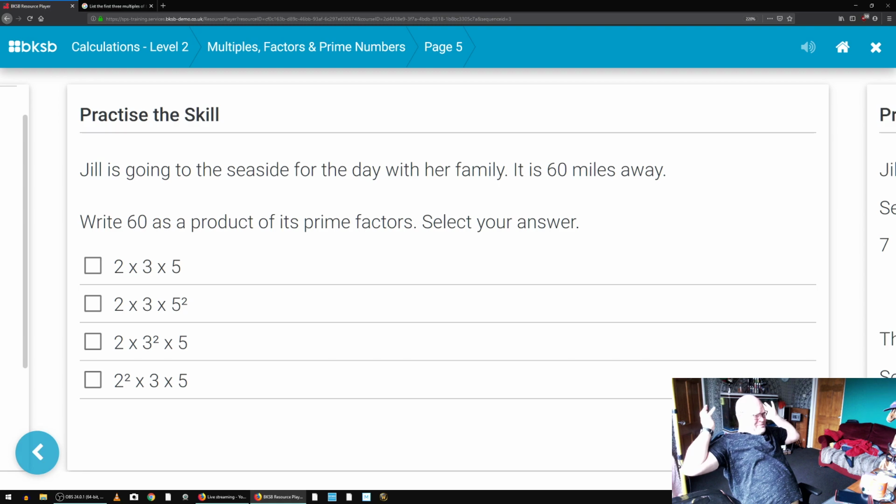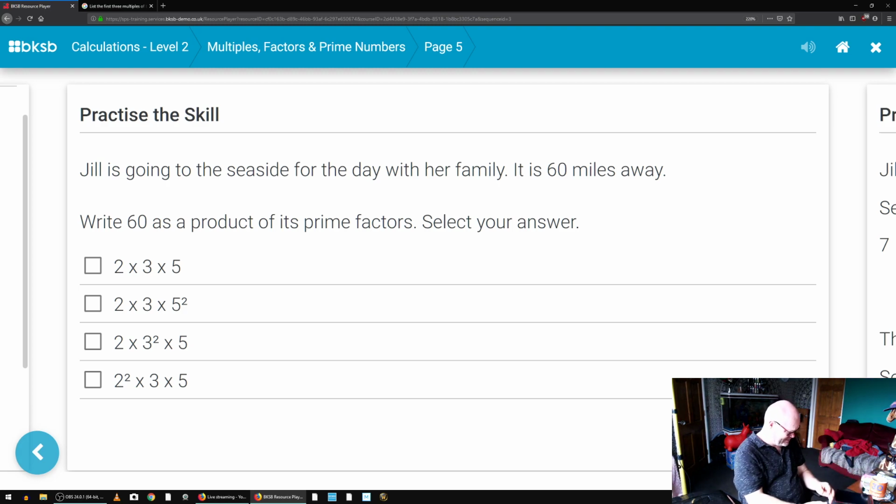Why would you write the product of its prime factors? Oh, what is the point? Why? Why? I'll get a picture of that. When I go to college on Monday, I'm just going to look at the tutor and go, why?